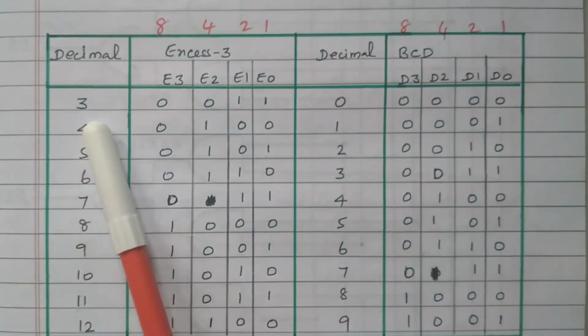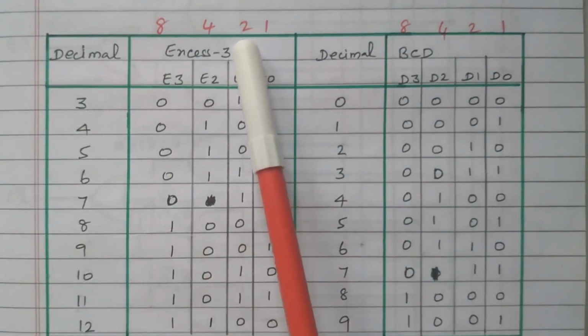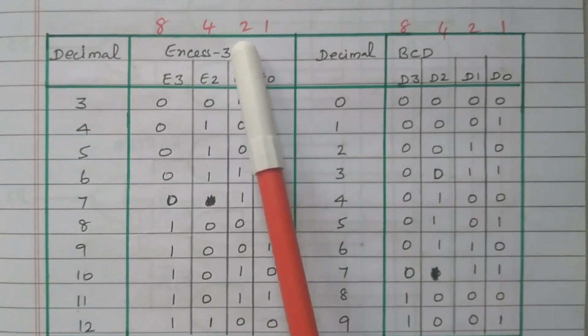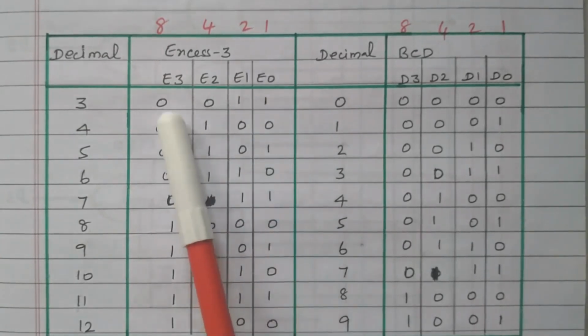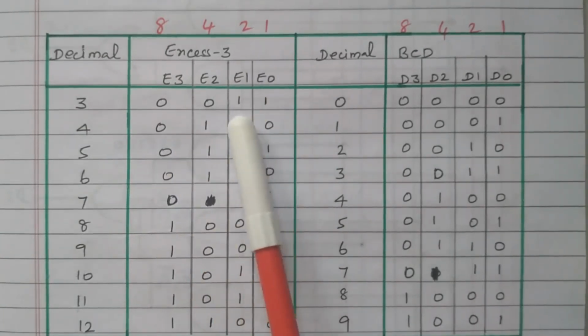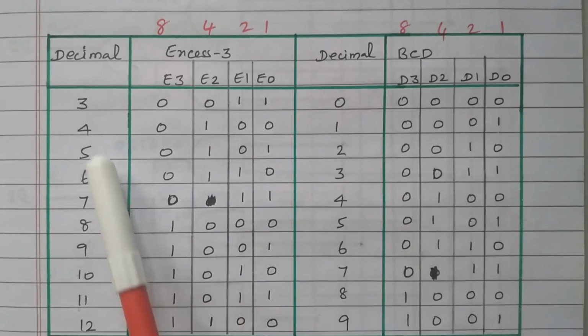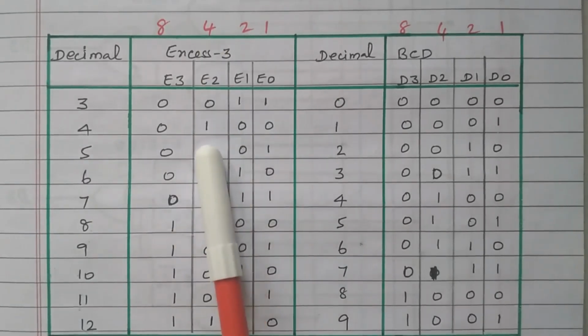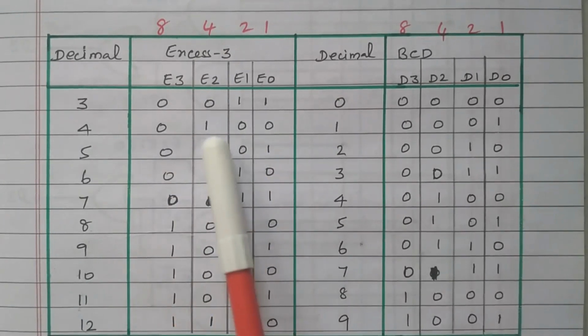So 3, how will you represent 3? Here the third and fourth digits are there. 2 plus 1, 3. By adding the third and fourth digits, we get 3, so 0, 0, 1, 1. The third and fourth digits are made 1. How will you get the 4? The second digit is 4, so that is made 1. The remaining are 0. So we will get 4.